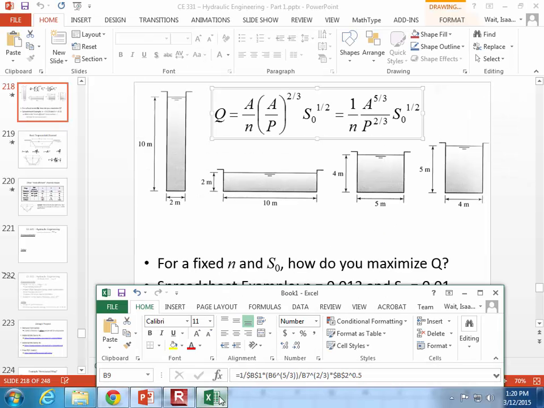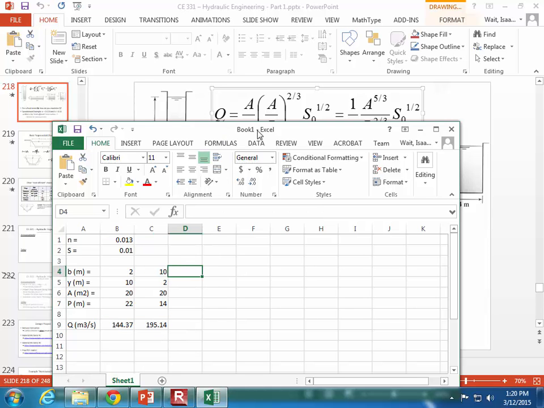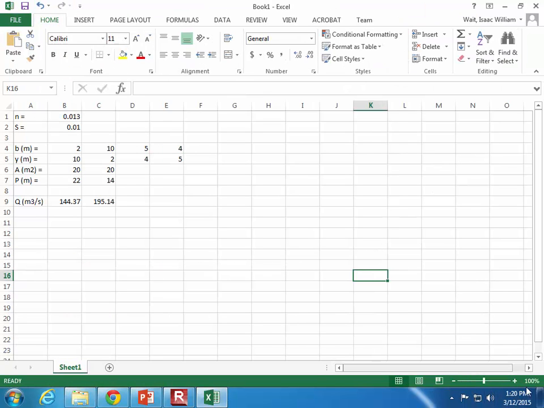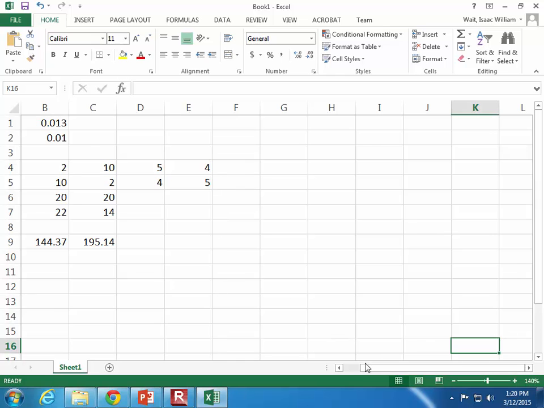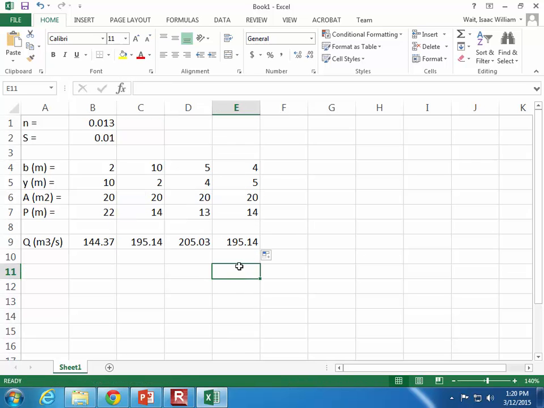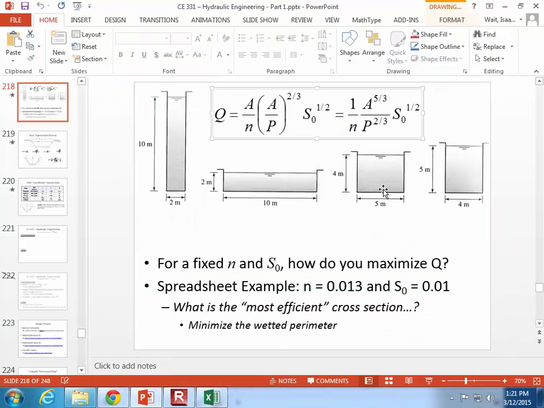Okay, so let's try some of these other combinations. So we had one where the width was 5 and one where it was 4. And so then here it was 4 and this one was 5. Okay, so let's see what that does. We will just drag everything over. Okay. So it seems like of the options we've tried, the 4 depth and 5 width is the best. So this one is the best of the 4 options, but how could we find out what's the best combination?